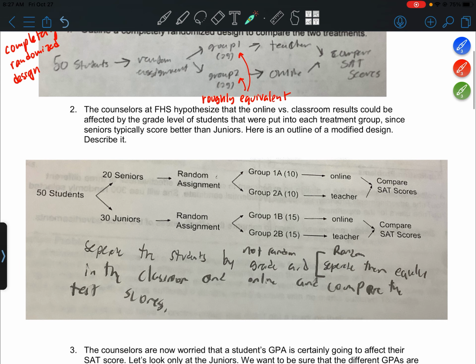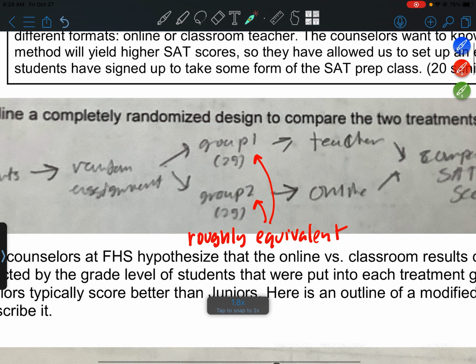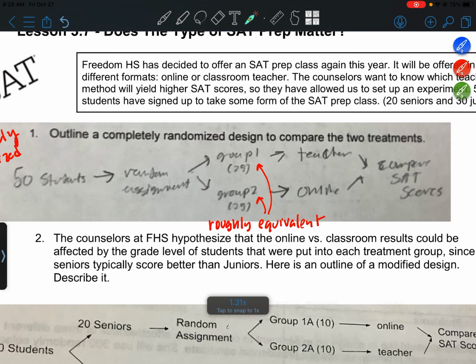All right, let's go ahead and move on to the second question. Now what we want to do is basically try to control for the fact that some of the students are seniors and some of the students are juniors. In a completely randomized design, we might get bad luck, and maybe a lot of the seniors get assigned to group 1, just due to the random, unpredictable nature of a random number generator. And maybe a majority of the juniors get assigned to group 2. That's not what we really want, but it could happen just by random chance.